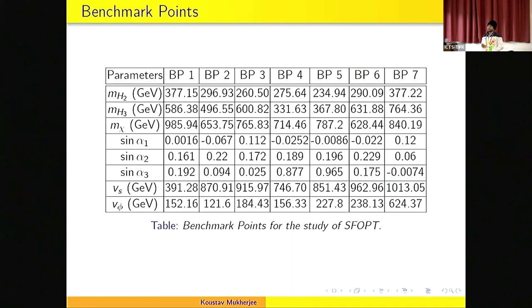Okay, so we have found 7 benchmark points where we have got strong first order phase transitions, which is SFOPT. So benchmark points 1, 2, 3 have strong first order phase transitions along SM directions and BSM Higgs directions, all of them. But 4, 5, 6, 7 only have strong first order phase transitions in the BSM Higgs direction.